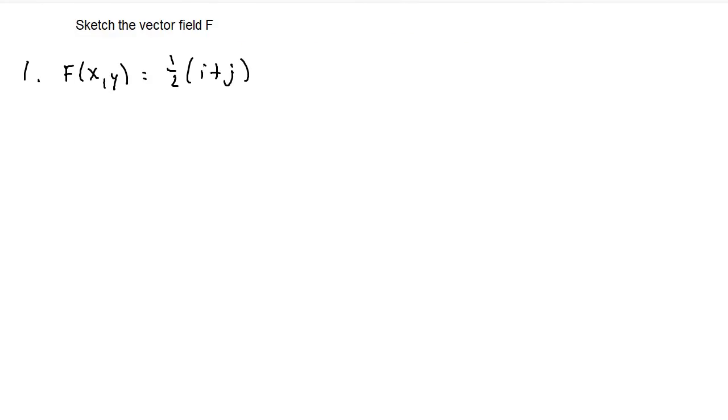So for number 1, we have F of x, y equals 1/2 times i plus j. So i plus j are those unit vectors, so I'm going to start by distributing over the 1/2. So we get 1/2 i plus 1/2 j. Now if I go ahead and write this in component form, we can write it as 1/2, 1/2. So let's go ahead and make a vector field for this.